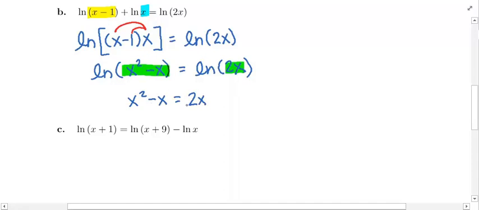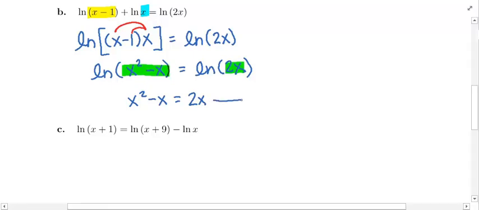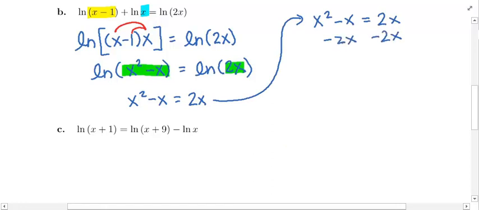If you scan this equation, the highest power of x is 2. So this is a quadratic equation. So to solve a quadratic equation, we need to either factor or use the quadratic formula. Regardless, we need to make one side 0 before we start. So I'm going to move the 2x over. So we're going to get x squared minus 3x is equal to 0. So we need to either factor the non-zero side or use the quadratic formula.